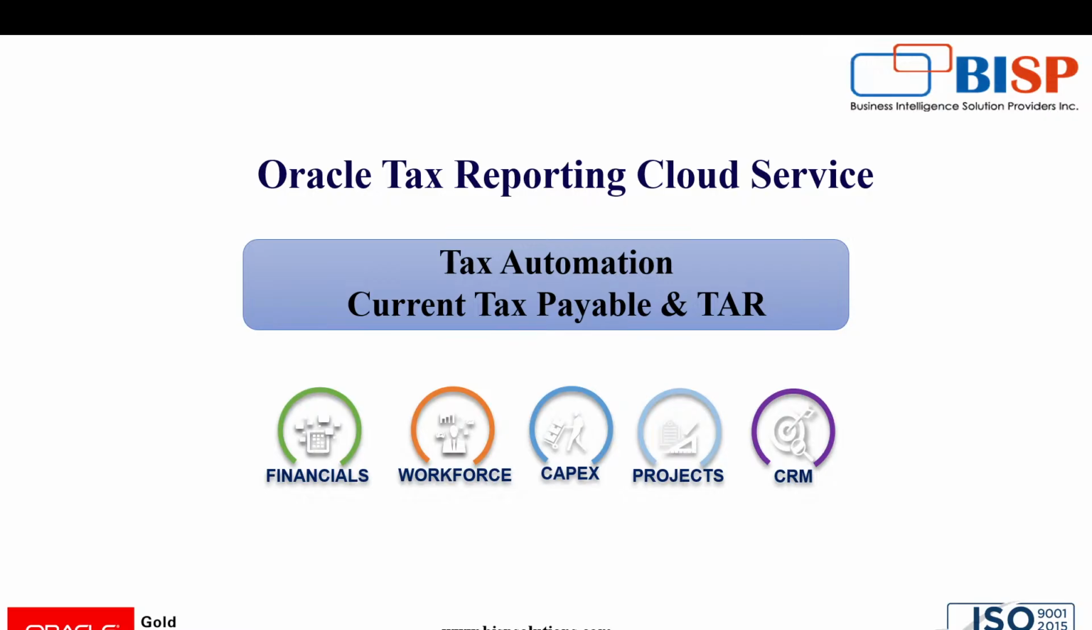So in today's session we will start by understanding what is current payable, how it is calculated, and how it flows into the financial statement. Then we are going to move into the TAR to see how rules and different configurations in TRCS help us automate and simplify the entire tax process.